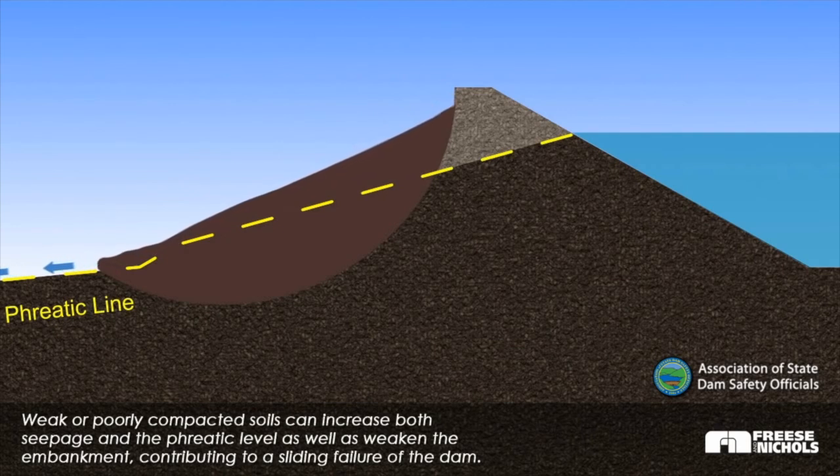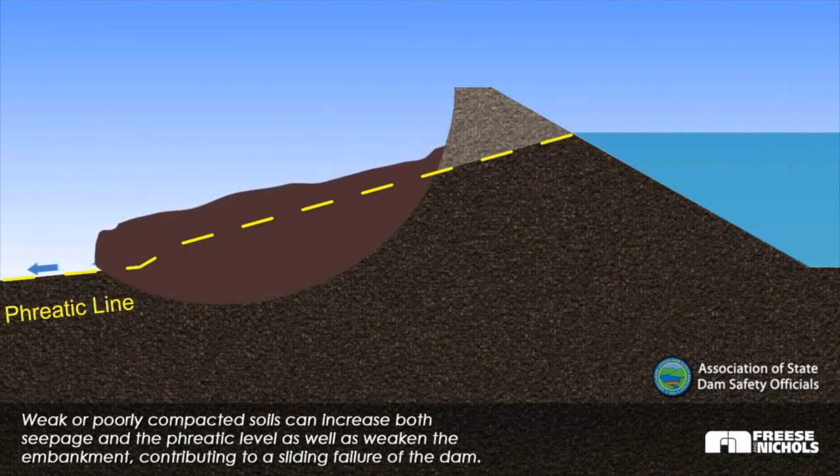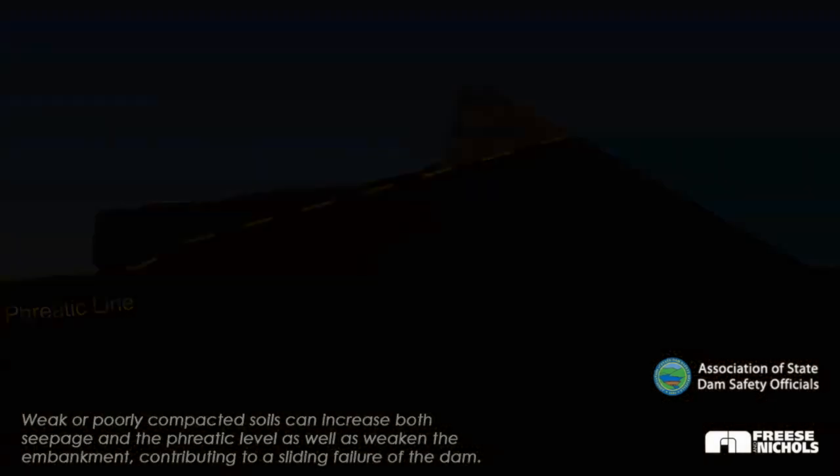Weak or poorly compacted soils can increase both seepage and the phreatic level, as well as weaken the embankment, contributing to a sliding failure of the dam.